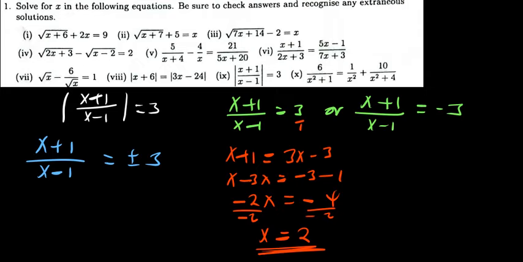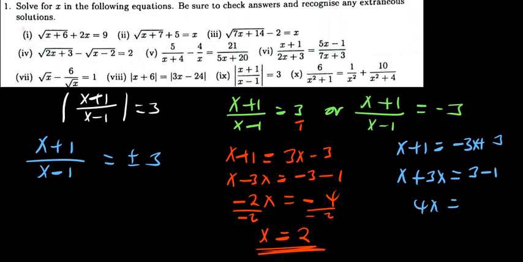Let's do the one for the negative. If I cross multiply, I'll end up having x plus 1 is equal to negative 3x plus 3, like that. So I'll have x plus 3x is equal to 3 minus 1, like that. 4x is equal to 2. Divide both sides by 4. X will be equal to 1 over 2.